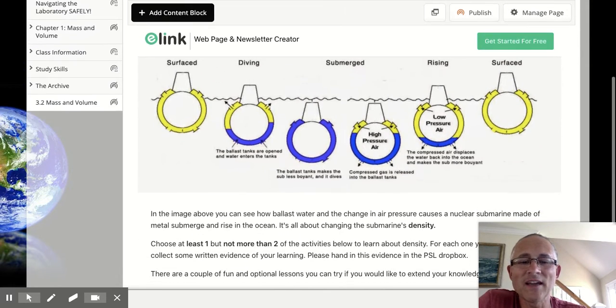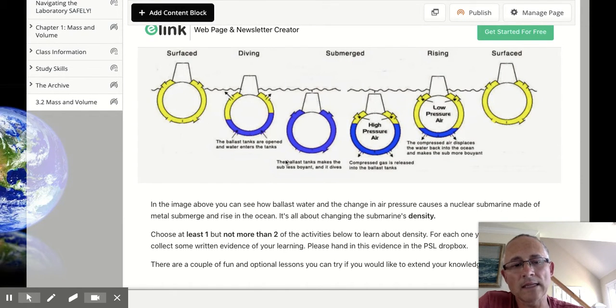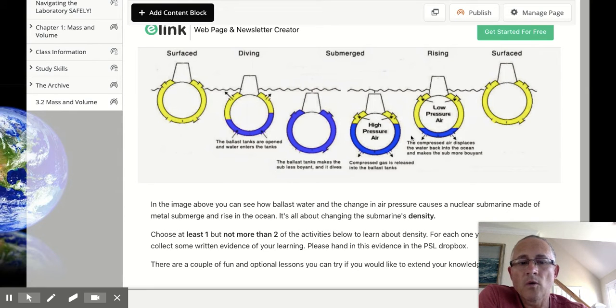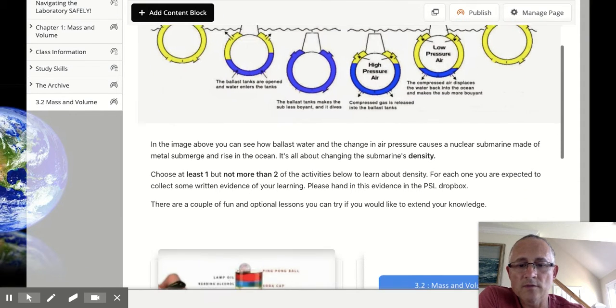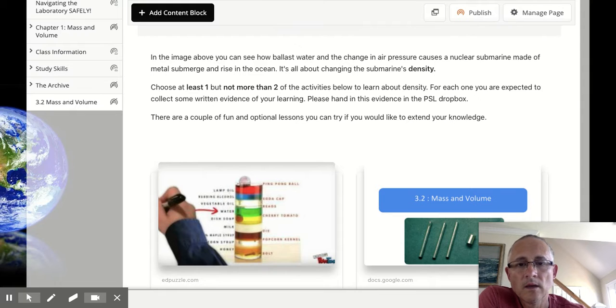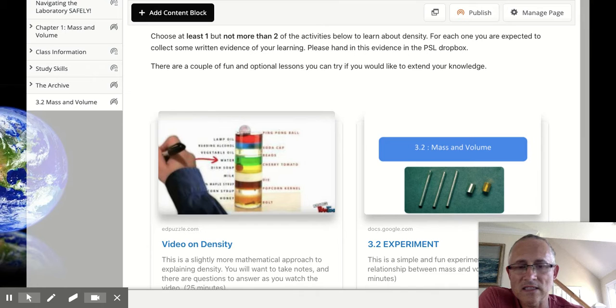So here on my page you have a photograph. I tried to come up with a really engaging photograph that would apply the concept of density, that might intrigue students. So I chose this one explaining how ballast water and air pressure cause submarines to rise or float. In my instructions, they have to choose at least one, but not more than two, of the activities below. I wanted to set reasonable time frames, and I'm estimating each of these activities is going to take between 20 to 30 minutes.